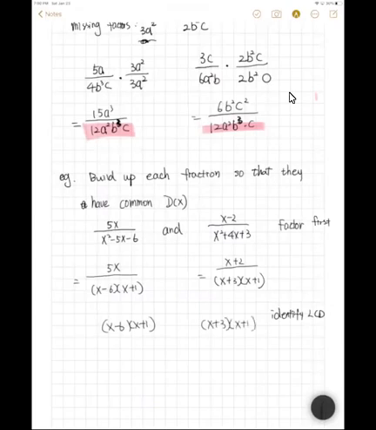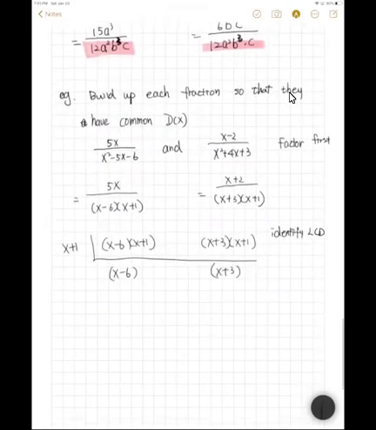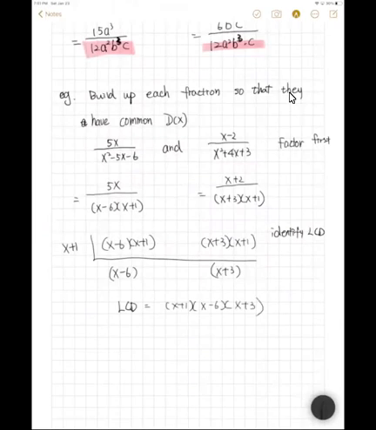So now we have these two factors. What's their common factor? x plus 1, right? And then the remainder would be x minus 2, x plus 3. Okay, so that means the least common denominator would be x plus 1 times x minus 6 times x plus 3. Good. Now the next step is we want to identify what's the missing factors for each expression so that we can multiply it so we can build up our fraction.